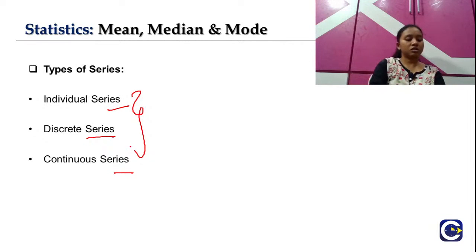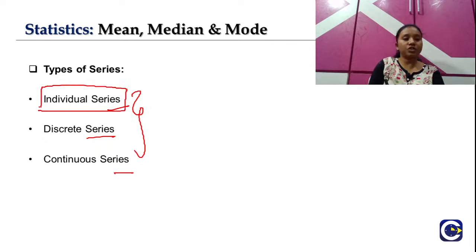So let's check. Okay, let's go one by one. The first series which we are going to see here is individual series, which means the data will be given individually. So you have to find the mean, median or mode for the individual given series.